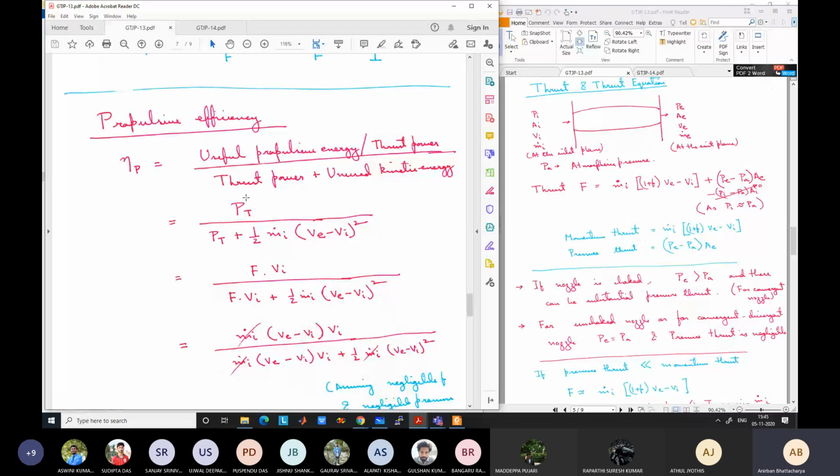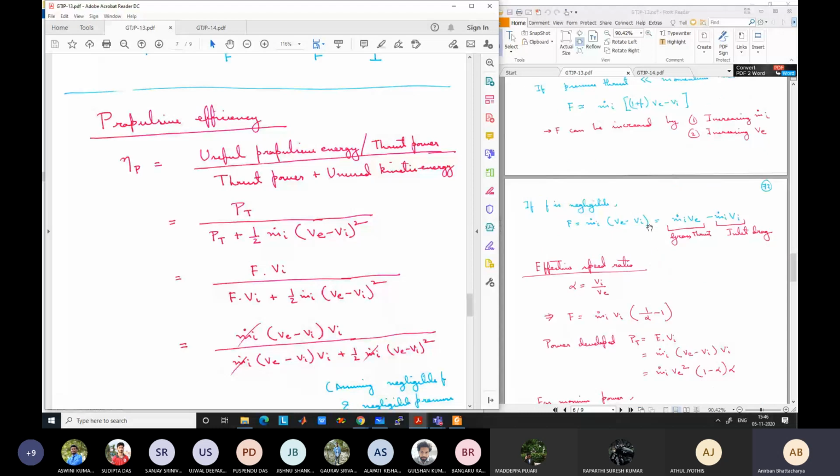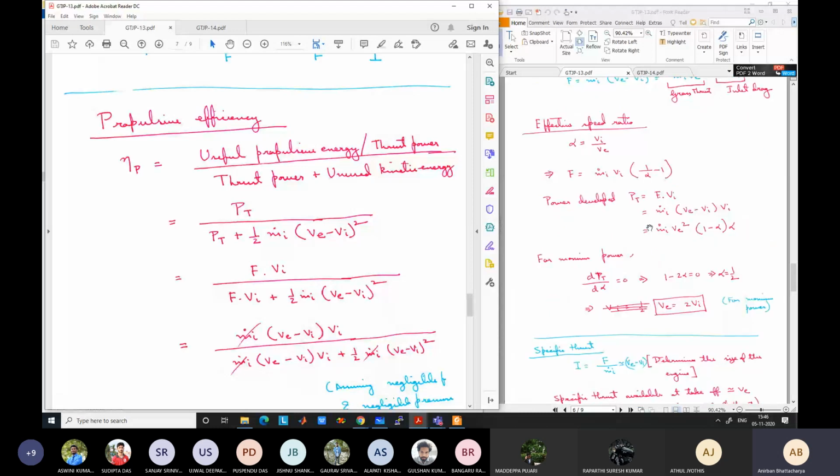What is the useful energy that is used for moving the aircraft forward? This can be calculated from the work done or the power required for moving the aircraft forward. Okay, so this is equal to the thrust F, which acts on the engine, multiplied by the velocity of the aircraft in the forward direction or the engine in the forward direction. So thrust into velocity gives us the useful power for moving the aircraft forward, which we denote as PT. Okay, so F into Vi.